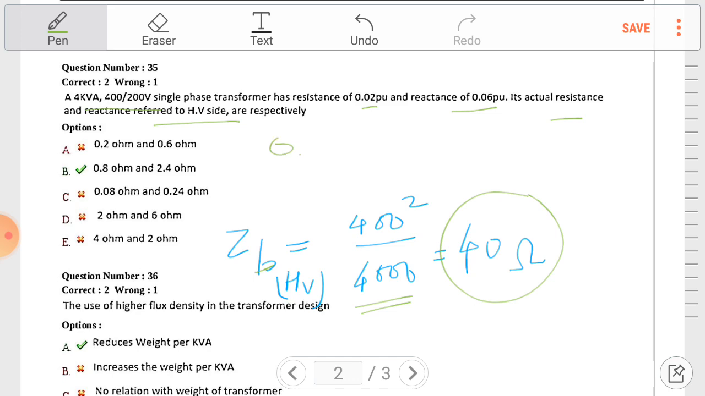So 0.02 into 40 will be the resistance at the HV side, and 0.06 into 40 will be the reactance at the HV side. So option B is correct.